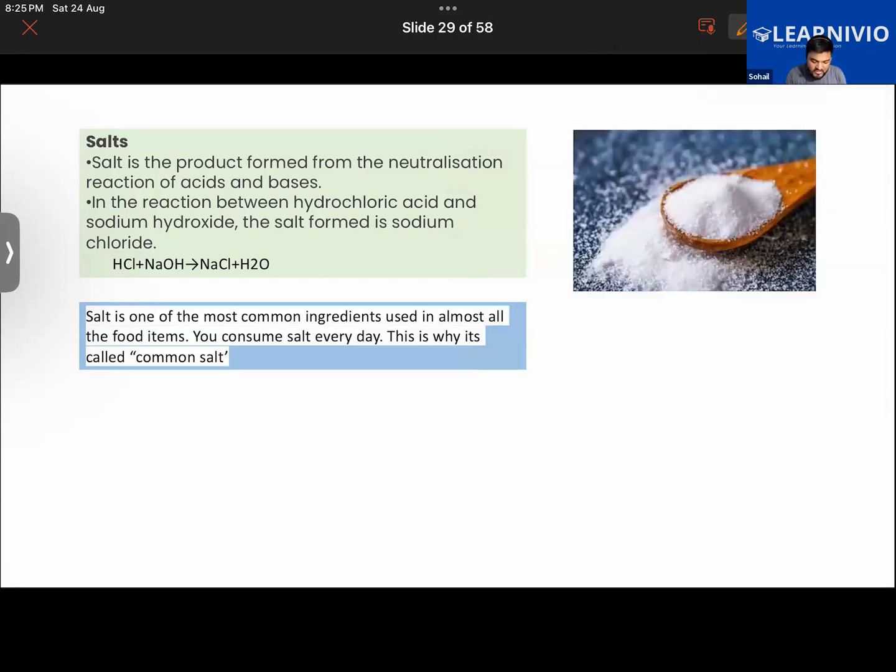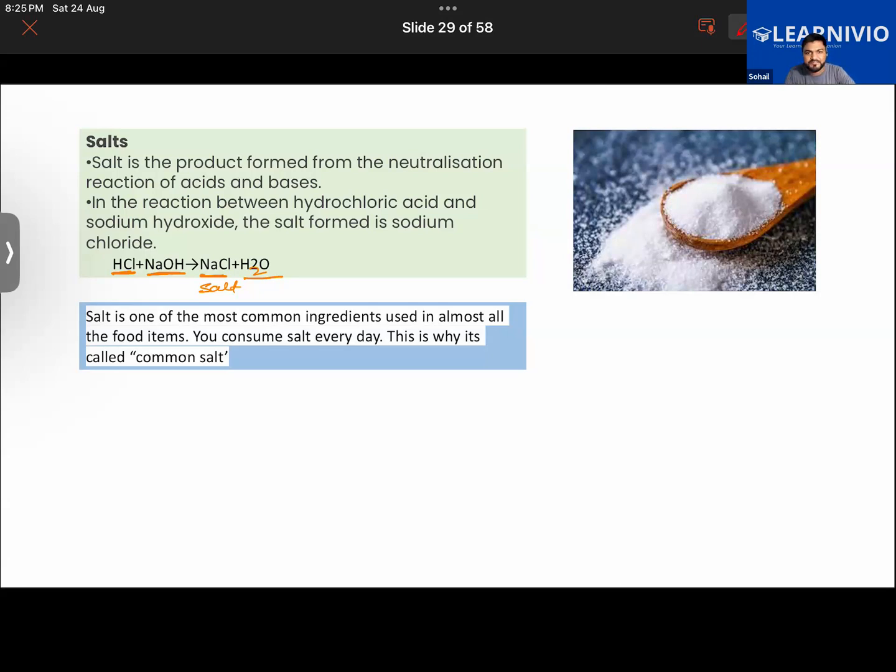Have a look at this reaction where you have hydrochloric acid and sodium hydroxide. The reaction takes place between them, and the product obtained is salt, that is the table salt, and water, that is H2O. Also, this salt is one of the most common ingredients that we use in different food items right now. That is the reason why we call this common salt, because it is consumed on a daily basis in almost different kinds of food items.